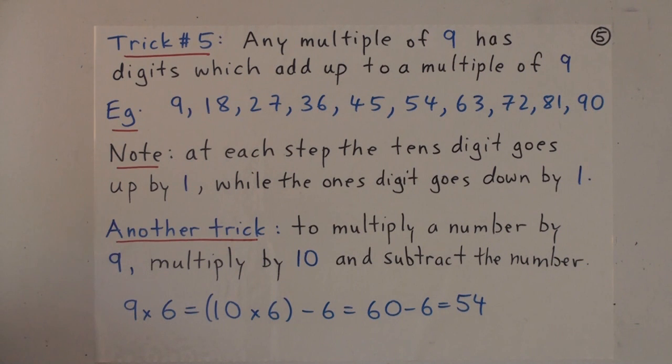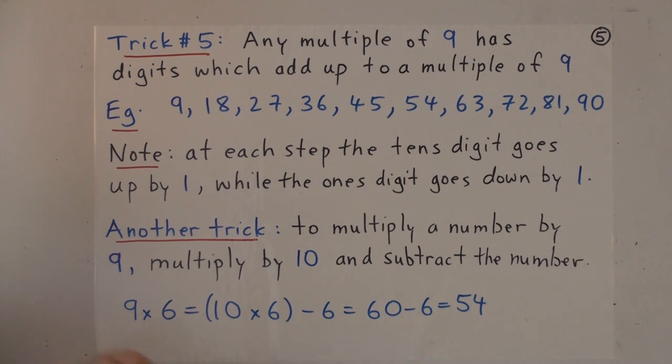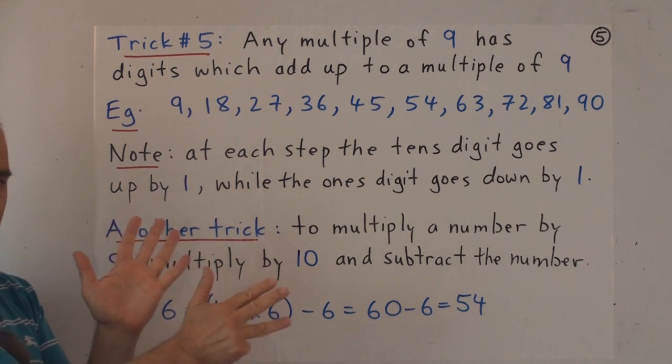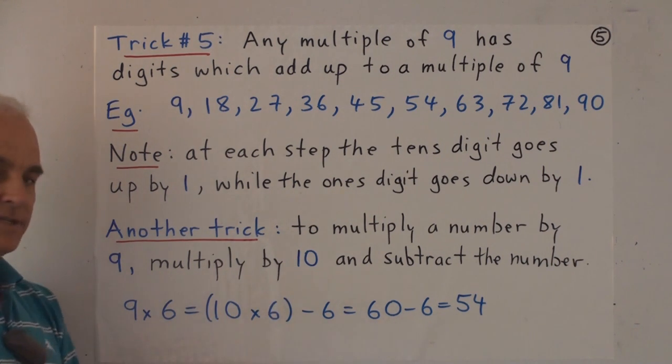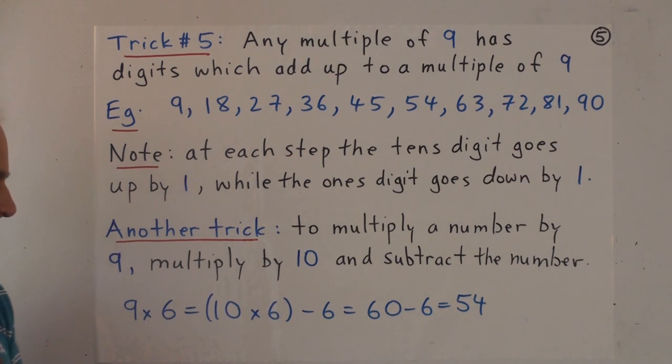So a related trick is this one. To multiply a number by 9, what we can do is multiply by 10 and subtract the number. So we perform 2 steps instead of 1, but the advantage is that each of the steps is relatively easy. So for example, 9 times 6, and I remind you that that's 9 copies of 6: 6 plus 6 plus 6 plus 6 plus 6 plus 6 plus 6 plus 6 plus 6. 9 sixes. What we're saying is that's the same thing as 10 times 6 minus 6. So we might as well take 10 copies of 6 and then subtract a 6.